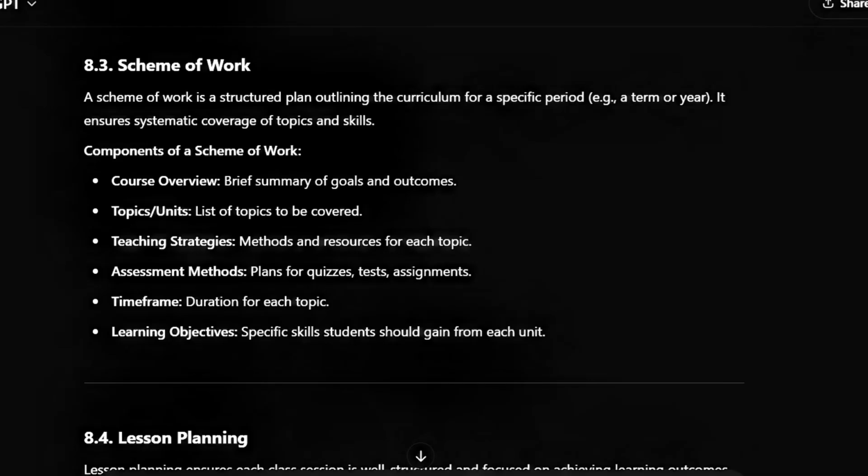Components of a scheme of work. Course overview, brief summary of goals and outcomes. Topics units, list of topics to be covered. Teaching strategies, methods and resources for each topic. Assessment methods, plans for quizzes, tests, assignments. Time frame, duration for each topic. Learning objectives, specific skills students should gain from each unit.